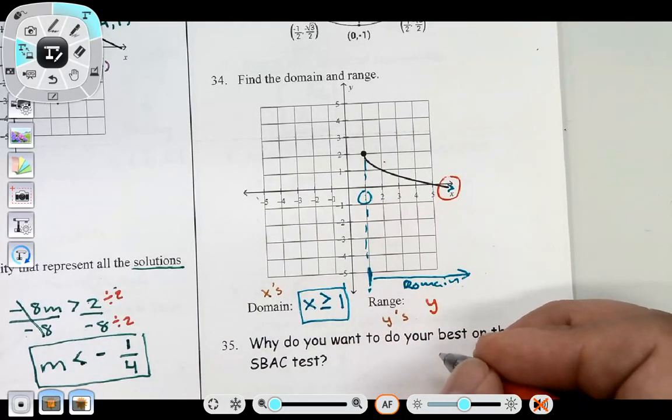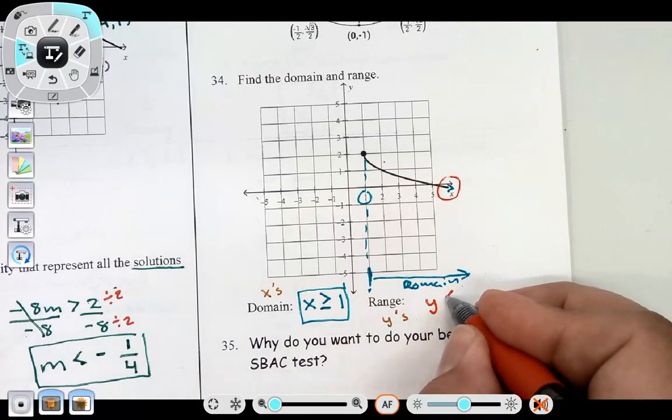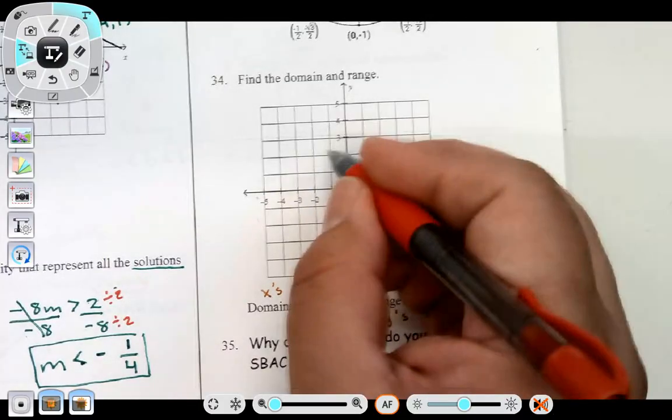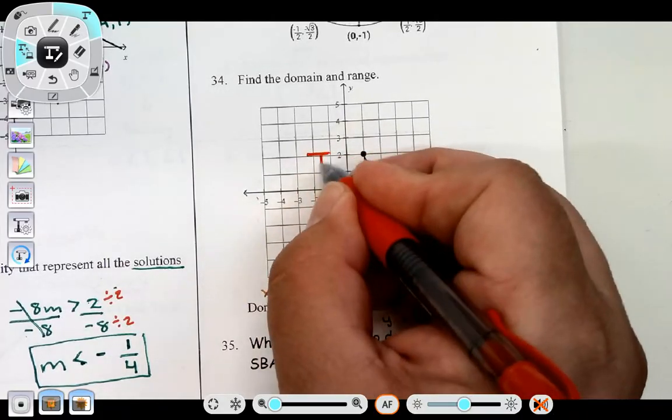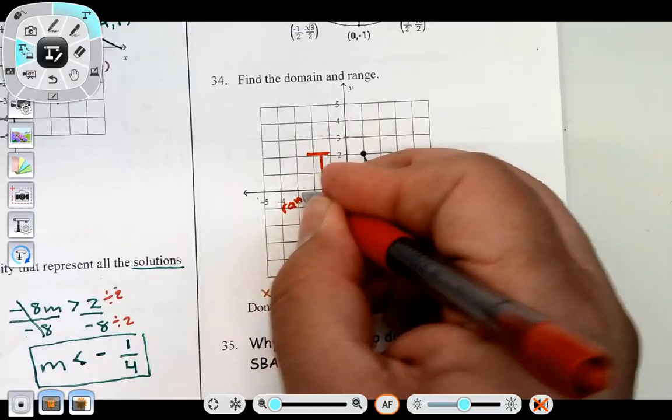We did say it goes down forever. Well, if you're heading down, your y's are going to get smaller and smaller. So y is less than or equal to, and so look, here's my range. This is what we're thinking. It's heading down forever. There's my range.